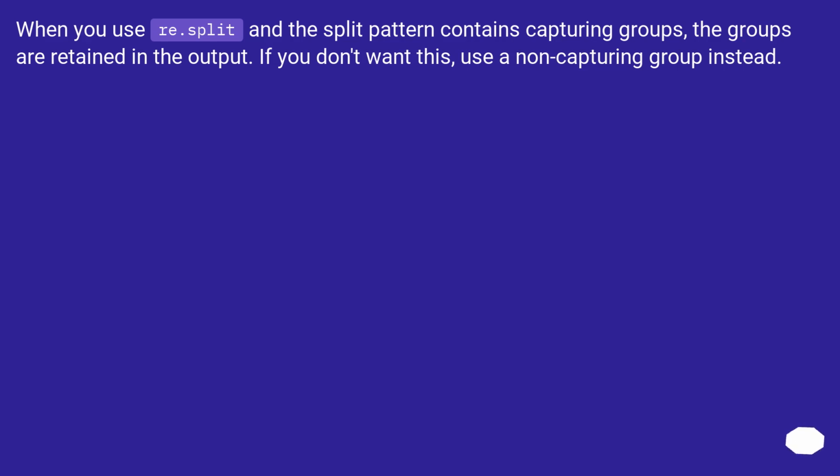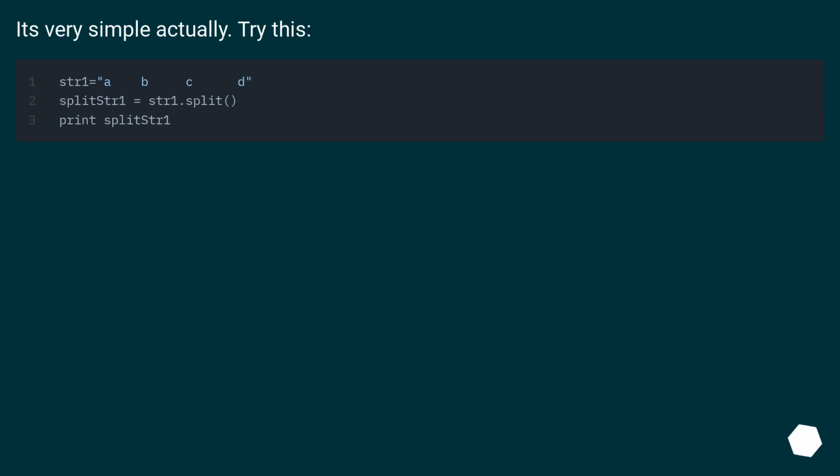When you use re.split and the split pattern contains capturing groups, the groups are retained in the output. If you don't want this, use a non-capturing group instead. It's very simple actually. Try this.